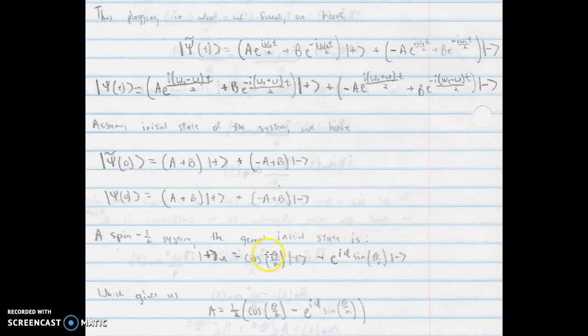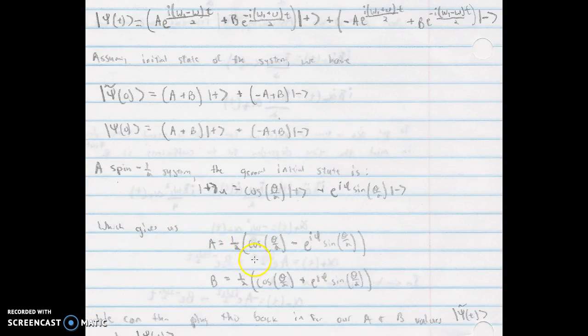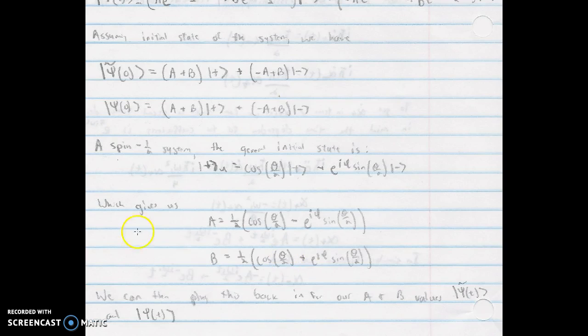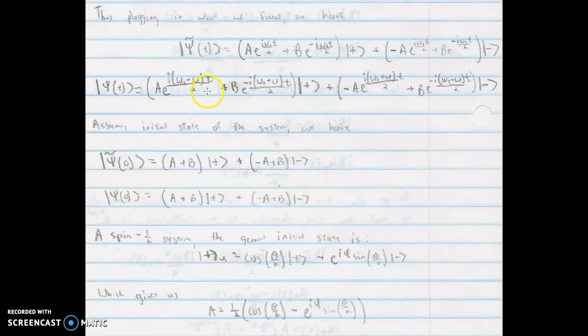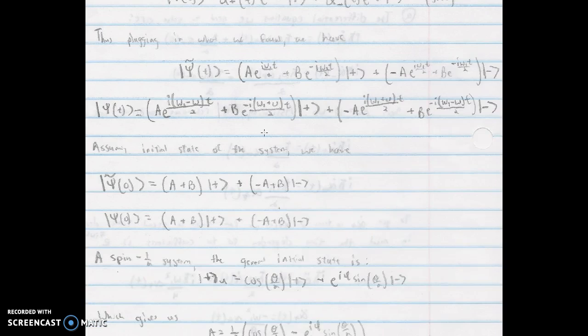A spin 1/2 system has this general initial state, so we can set them equal to each other and solve, and we get A equals this, and B equals this. Then we can simply plug these back in up here, and that will give us the transformed state vector and the state vector, which we are asked to find for a general initial state.